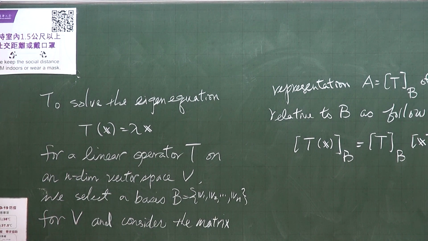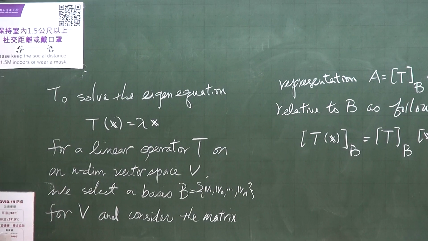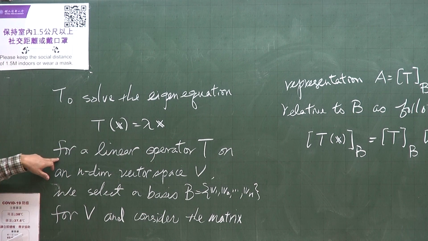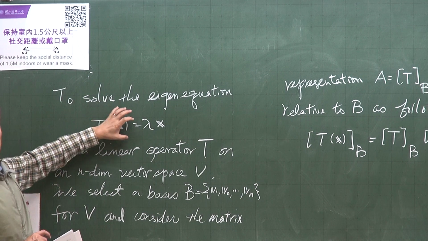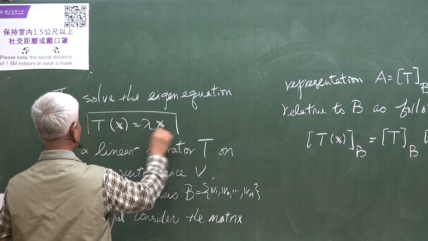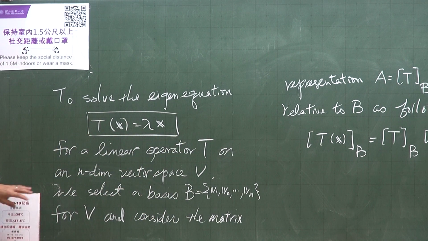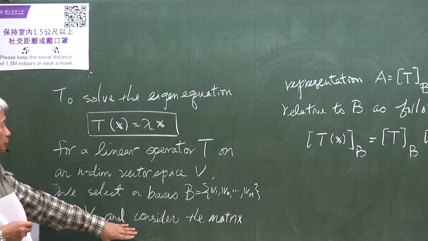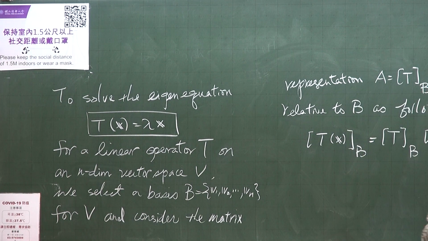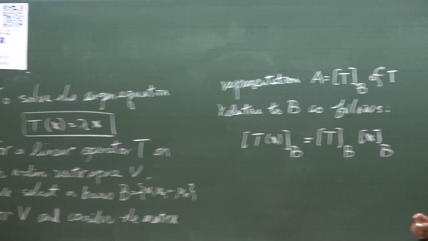Okay, so last week we pointed out that we solved the eigenequation for a linear operator T on n-dimensional vector space V. So this is the eigenequation. We select a basis B for the vector space V, and we consider the matrix representation. We call it A, related to the basis, because the matrix representation actually satisfies this.